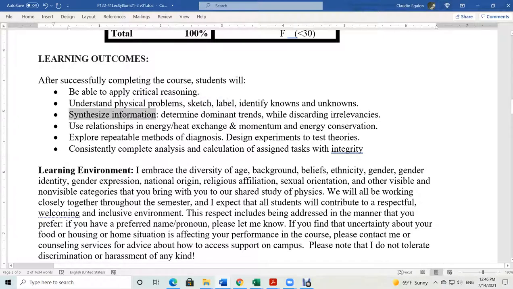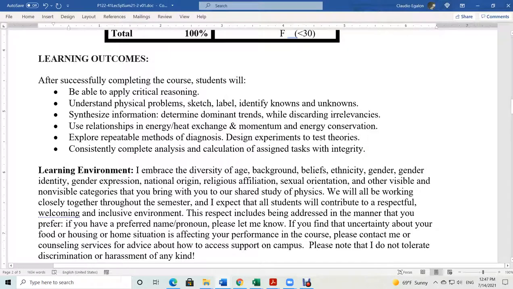Use relationships in energy, heat exchange, momentum, and energy conservation. Explore repeatable methods of diagnosis. Design experiments to test theories. We do that in the lab, okay? Especially the real lab. Consistently complete analysis and calculations of assigned tasks with integrity.